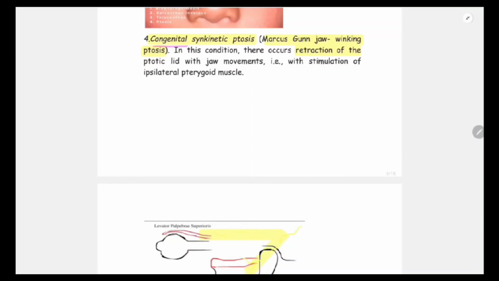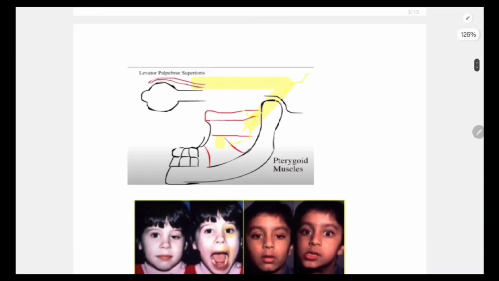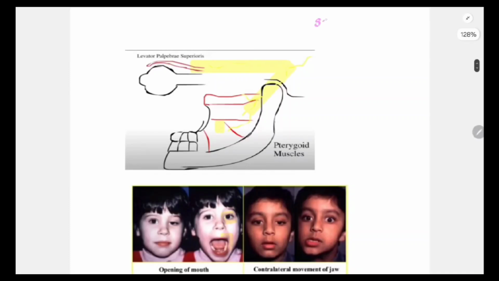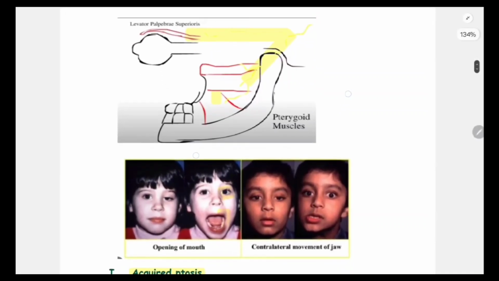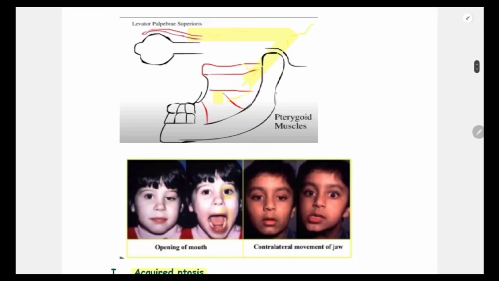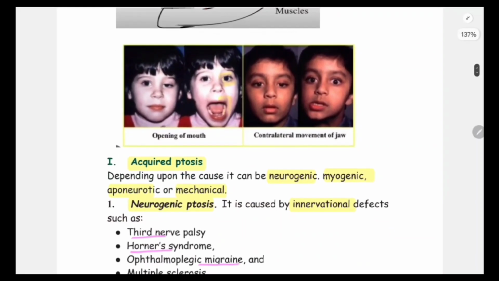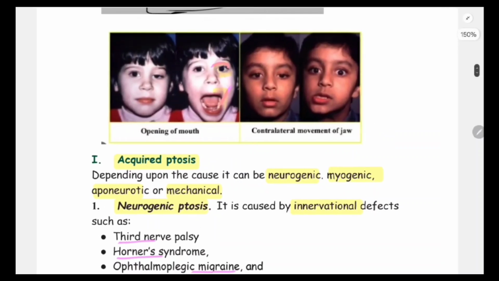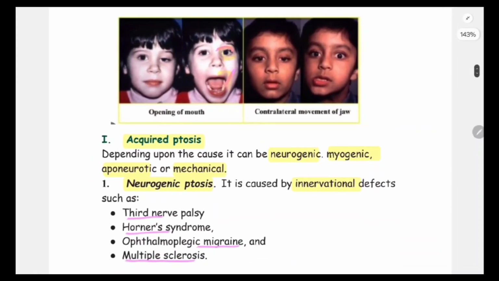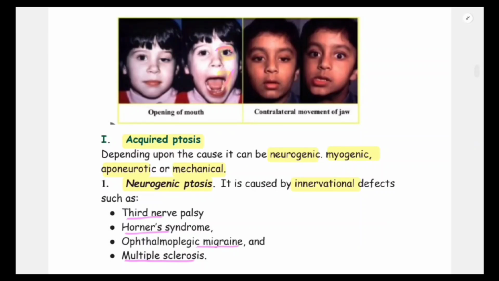About 5% of congenital ptosis manifest this phenomenon. This synkinesis is thought to be caused by aberrant connection between the motor division of cranial nerve 5 and the levator muscle. Signs, as I already discussed, include retraction of the ptotic lid in conjunction with stimulation of the ipsilateral pterygoid muscle by chewing, sucking, opening the mouth, or contralateral jaw movement. Now, the jaw-winking phenomenon does not improve with age, although the patient may learn to mask it.